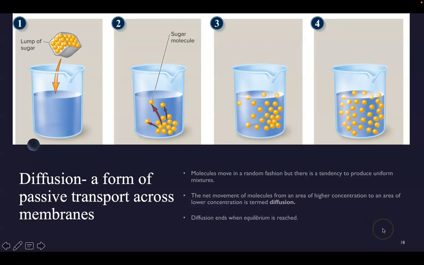And this is passive. So no energy is going to be applied to make this happen. It will happen on its own without any supply of energy being provided. That makes it a form of passive transport. No energy needs to take place for diffusion to happen.